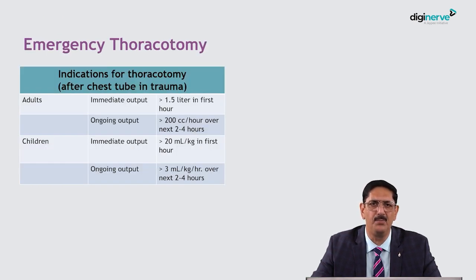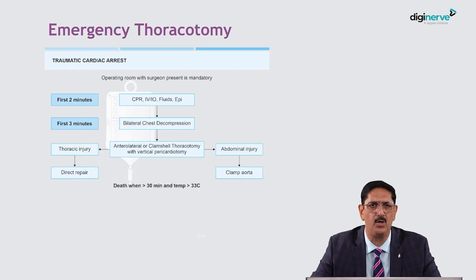We mentioned emergency thoracotomy, and there are some indications to do that. The patient needs to present in shock or, in fact, in pulseless electrical activity. In adults, if there is more than 1.5 liters in the first hour or there is ongoing more than 200 cc per hour in the intercostal drain, that might become an indication for an urgent thoracotomy.